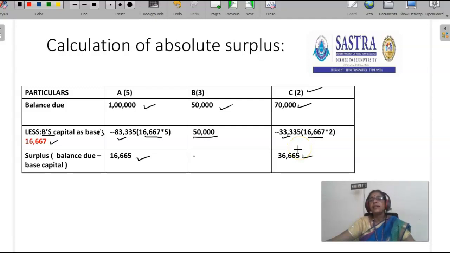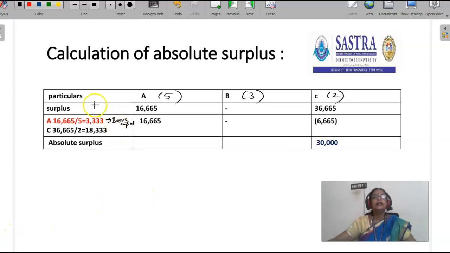The first step, we have to calculate the basis capital. Second step, we have to calculate the surplus. Third step, we have to ascertain the absolute surplus. Let's see. Surplus of A is 16,665 and C is 36,665. Then we have to ascertain the basis capital again by dividing the surplus amount by their share.